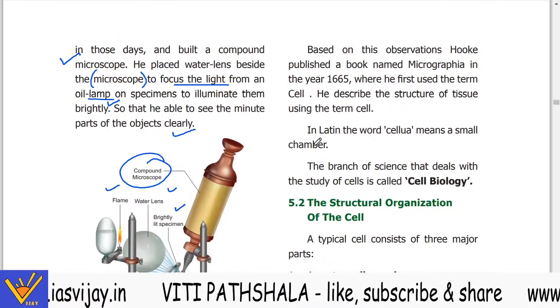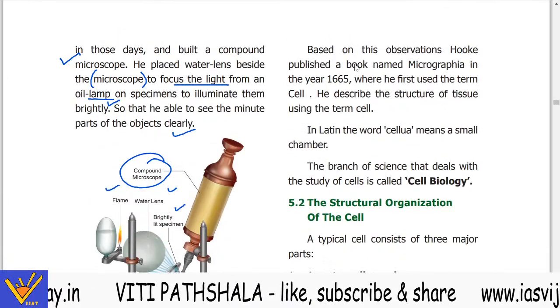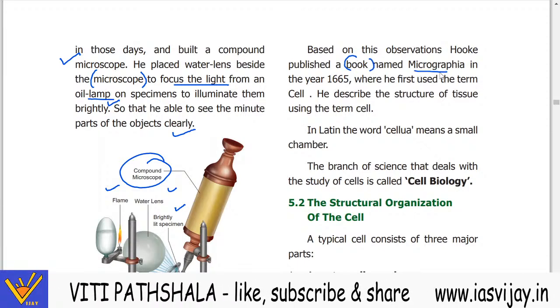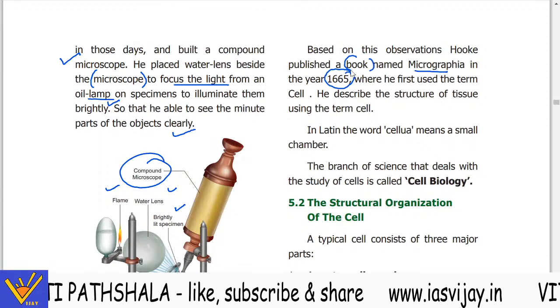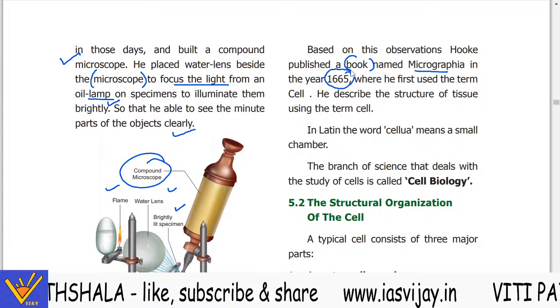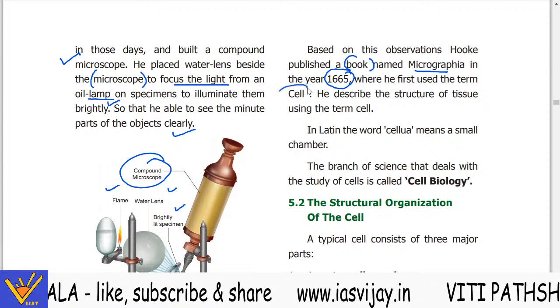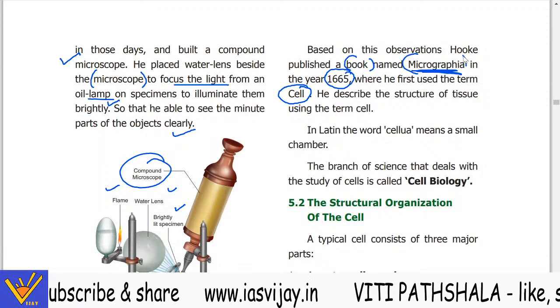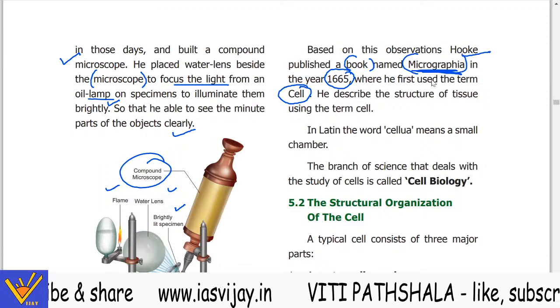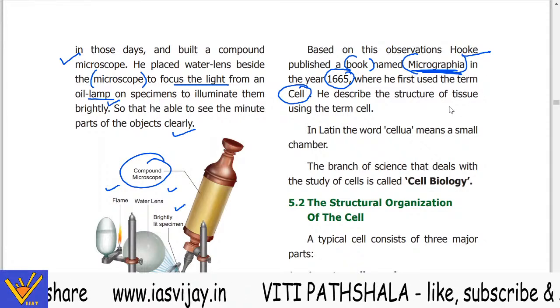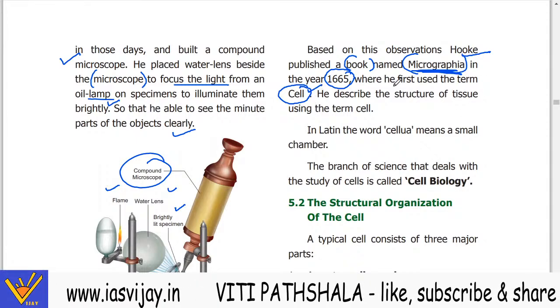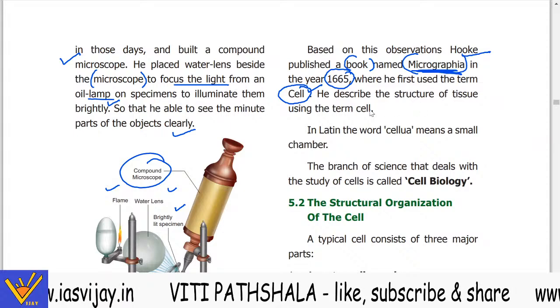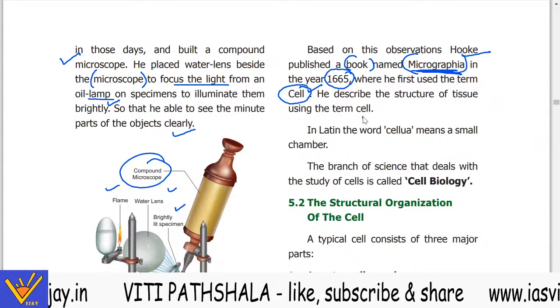Now based on the observations, Hooke published a book named Micrographia in 1665, where he first used the term cell. So this is important: the book name Micrographia is important, then Robert Hooke is important, then cell is important. He described the structure of the tissue using the cell.